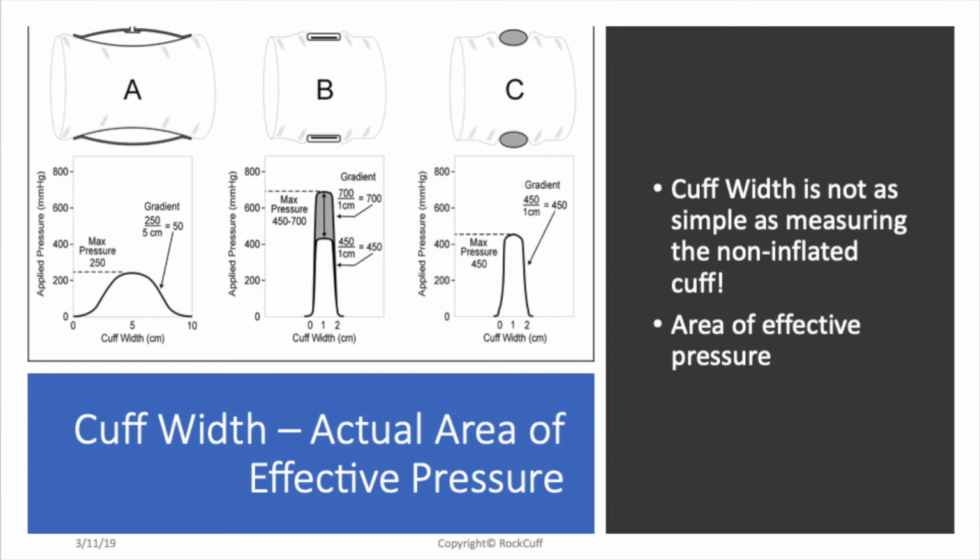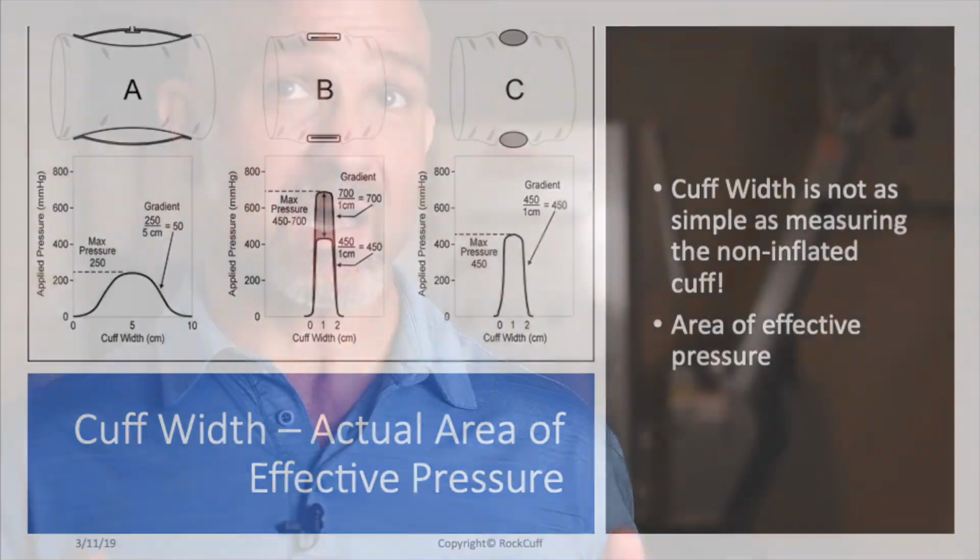So even though you may be thinking you're occluding across that full 10 centimeters, in actuality, you're only occluding a very small area. And what does the literature tell us? It should not be smaller than 2 inches. So again, don't look at the width of the cuff. You actually look at the actual area that is impacting.